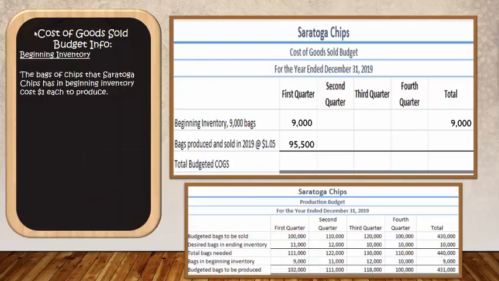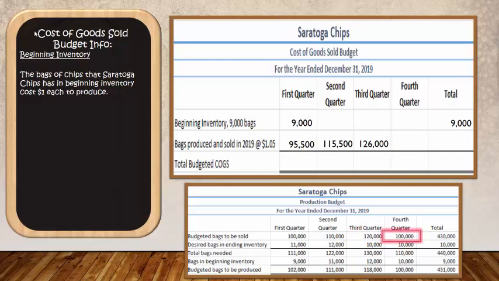Moving on to the second quarter, we plan to sell 110,000 bags. Fortunately, all 110,000 of these bags will be produced during 2019, so we can just simply take the bags to be sold and multiply it by our cost of goods sold for those units, which is $1.05. We come up with $115,500. For the third quarter, we plan to sell 120,000 bags, again at a unit cost of $1.05. So we multiply 120,000 times 1.05, and we come up with $126,000 cost of goods sold for the units that we sell during the third quarter.